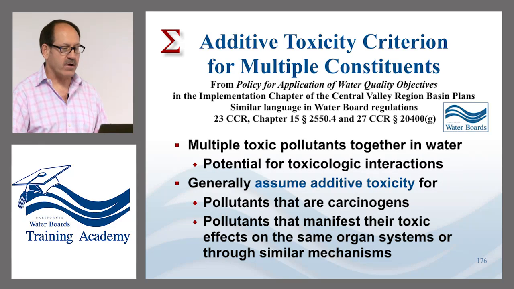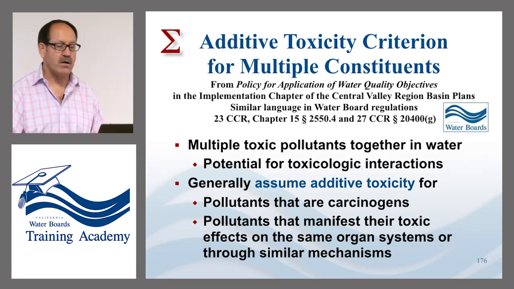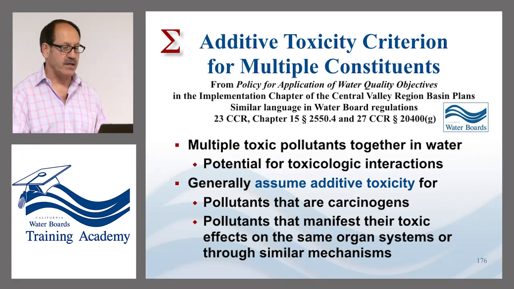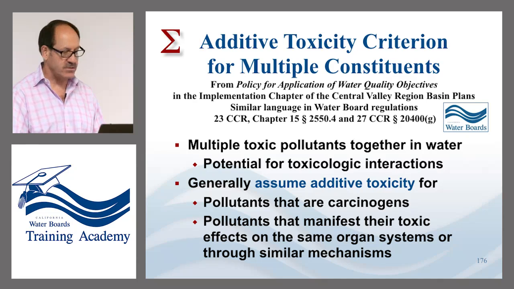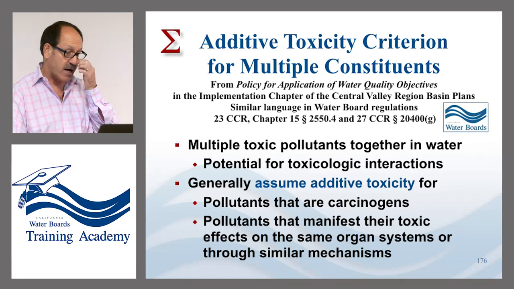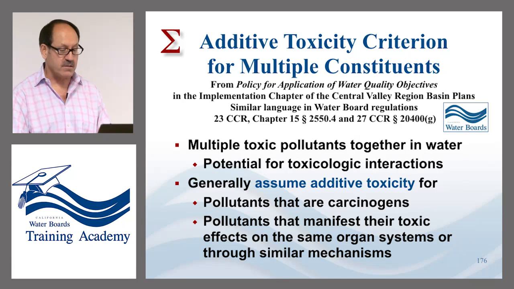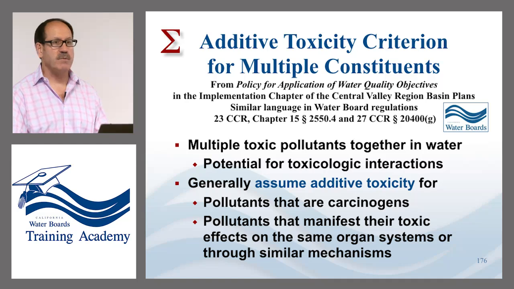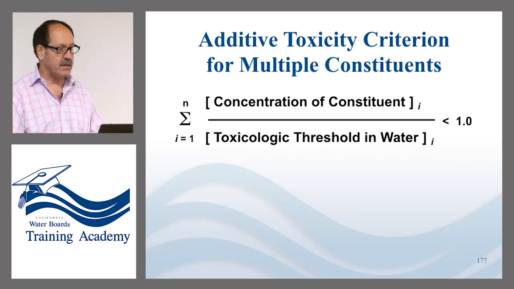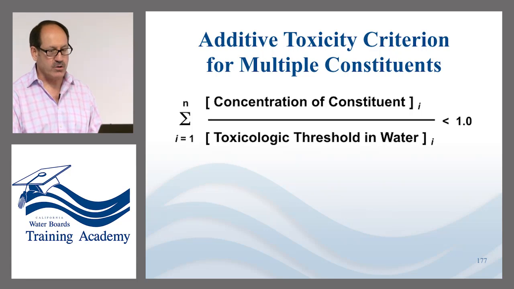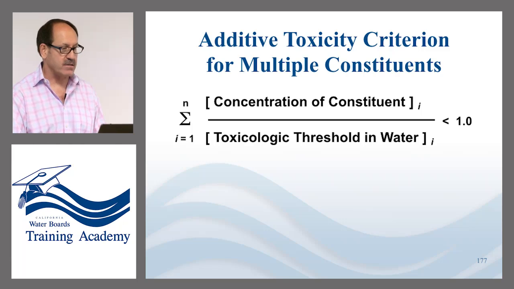And it says when there are multiple toxic pollutants together in water, there's a potential for toxicologic interaction. Generally, we will assume additivity for all carcinogens, and then separately assume additivity for all pollutants that manifest their toxic effects on the same organ systems or through similar mechanisms. So the Regional Water Board just borrowed that language from another regulation and popped it in the basin plan, and that's how it's used.